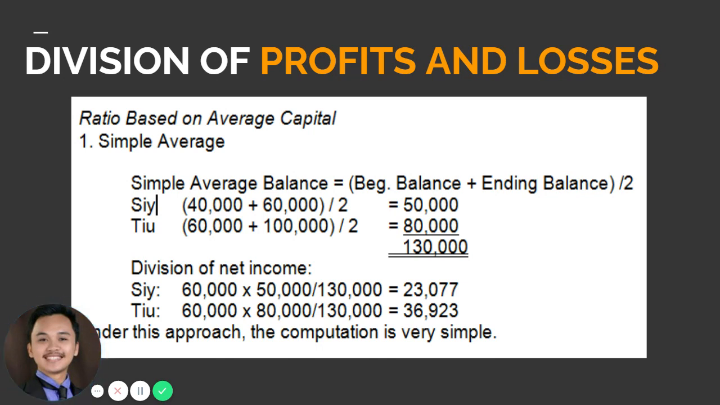Again, just like the previous one, you create a ratio out of that simple average balance. So 50 plus 80, you'll have 130 as your denominator. For C, you'll have 60,000 times 50,000 over 130. And for Chu, it will be 60,000 times 80,000 over 130,000. So from 60,000, 23,077 will be given to C, and 36,923 will be given to Chu. This simple average method is simpler compared with the second one.